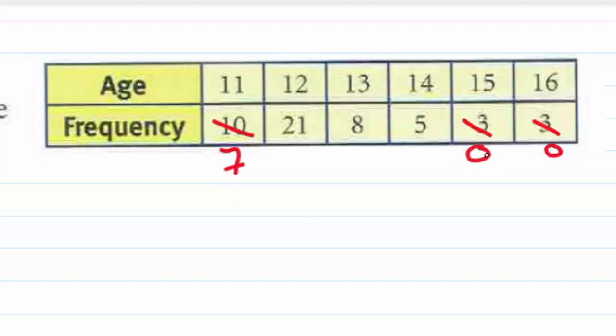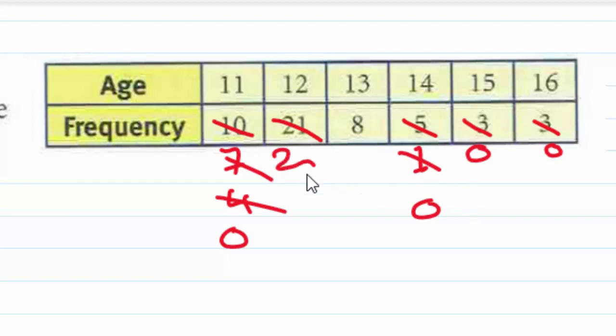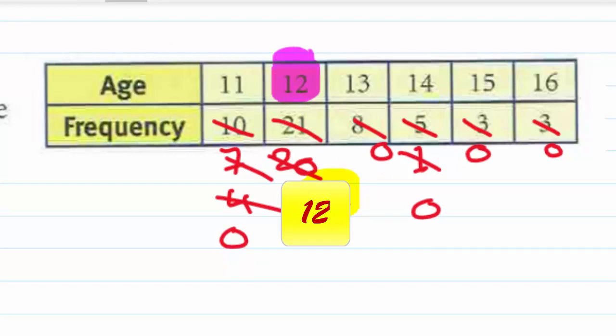Minus 3, it will be 0. Minus 3, it will be 4. Now between the 4 and 5, minus 4, it will be 0. Minus 4, it will be 1. Minus 1, it will be 0. Minus 1, it will be 20. Now between the 8 and the 20, minus 8, it will be 0. So as you see, 18 is the non-zero frequency. That makes the 12 median.